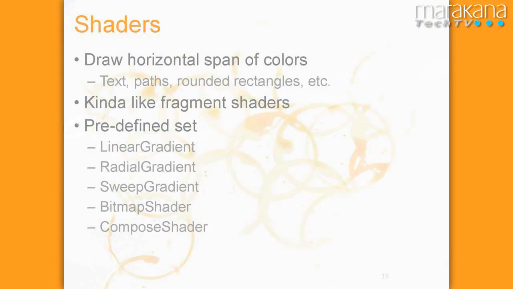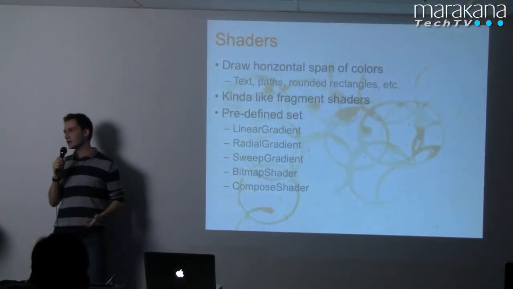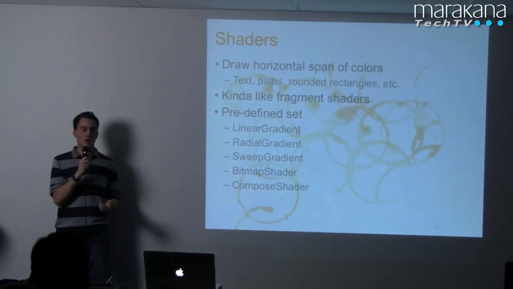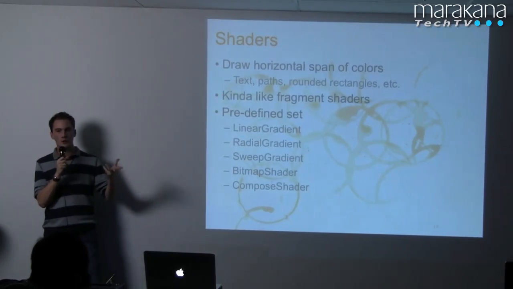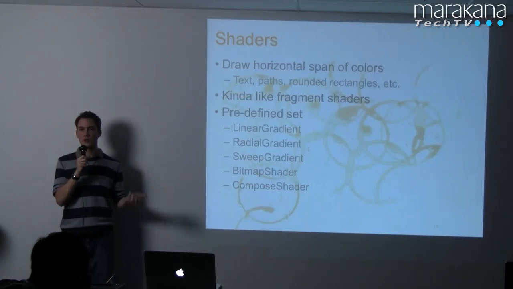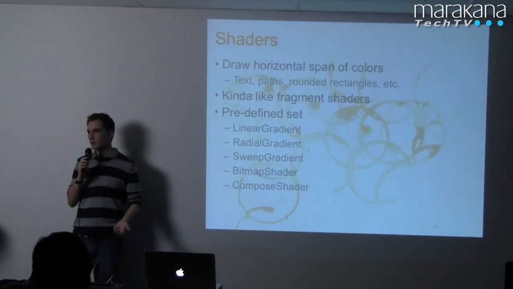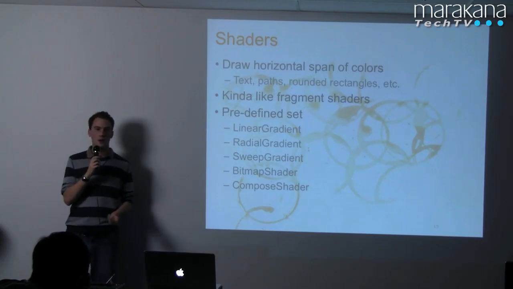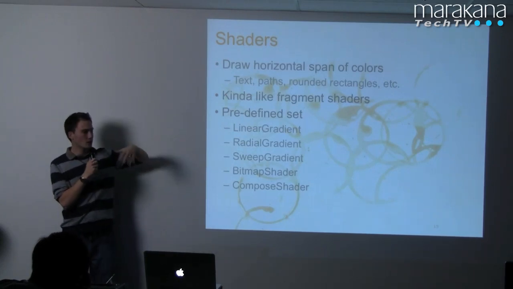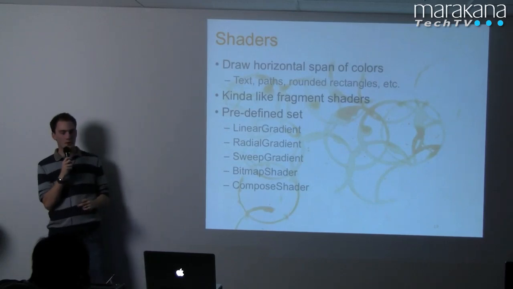Shaders, the name is a little weird. Shaders basically specify how to draw horizontal spans of colors. They're similar to shaders in OpenGL or in 3D in general, but not quite. You can basically use them to define how to fill a shape. So if you're drawing text, if you're drawing a path, if you're drawing a rectangle, you can set a shader to draw something more interesting than just a single color inside that shape. If you want to draw a gradient, or if you want to draw a repeated bitmap, you can use a shader. So this is a list of shaders that we offer on the Android platform.